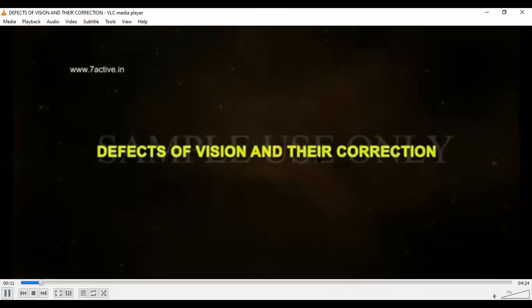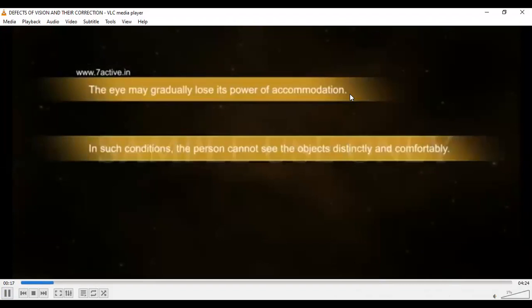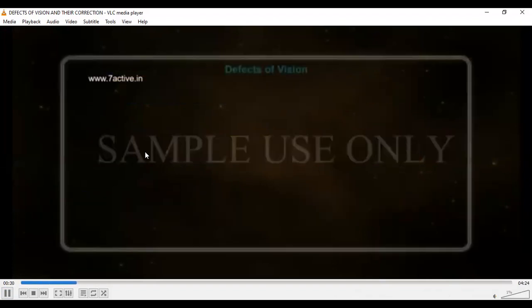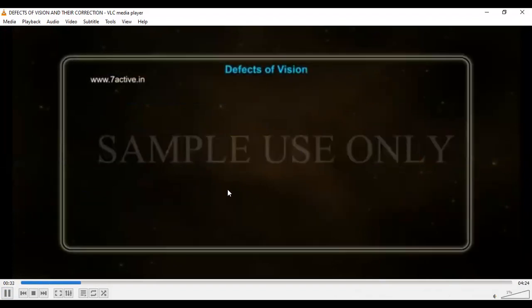Okay, now the defects of vision and their corrections. The eye may gradually lose its power of accommodation. Accommodation means that the lens is correct and the muscles are correct so that they can accommodate whatever the changes according to far and near sightedness. Defect. So what is the first defect?